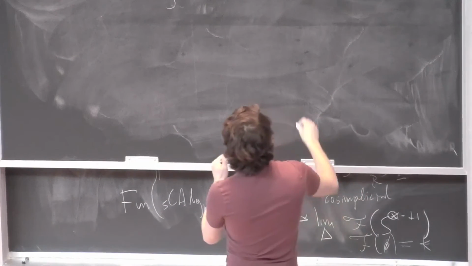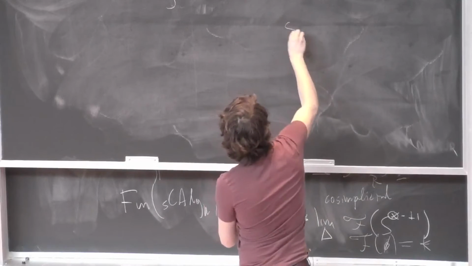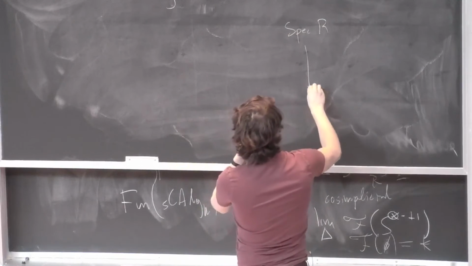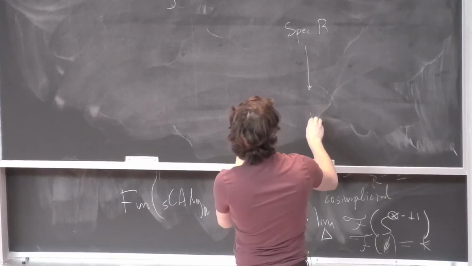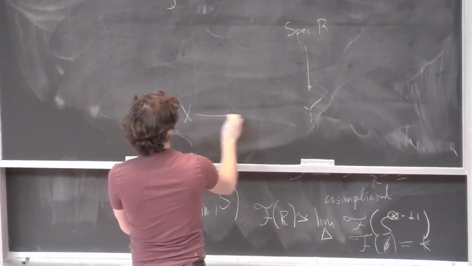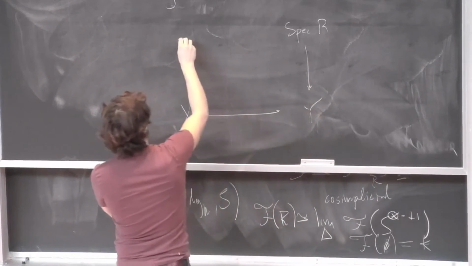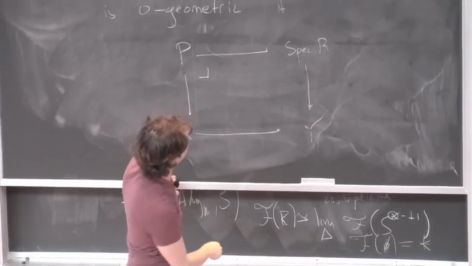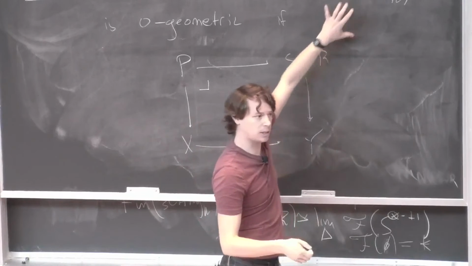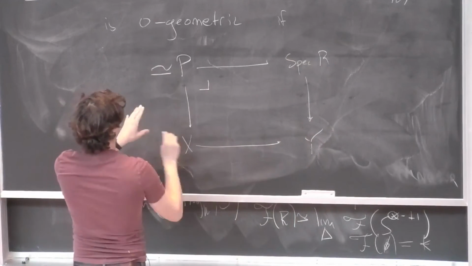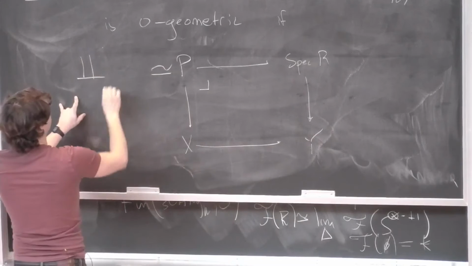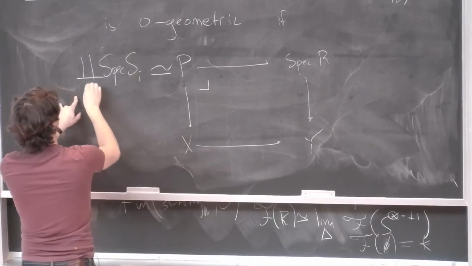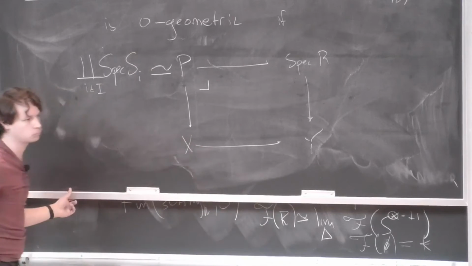That's OK. So it's 0 geometric if for every r point of y, so this is like being representable in the sort of functor of points perspective. So for every r point of y, when I take the pullback here, I'll call that P, I take the pullback in this homotopy theory or in this infinity category, what I ask is that this is actually a disjoint union of affine schemes for some index set I.